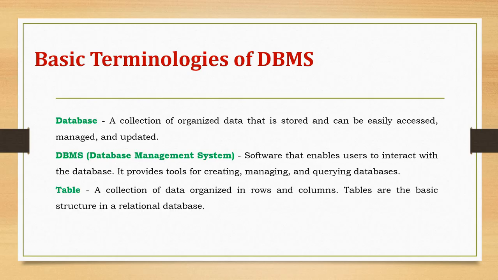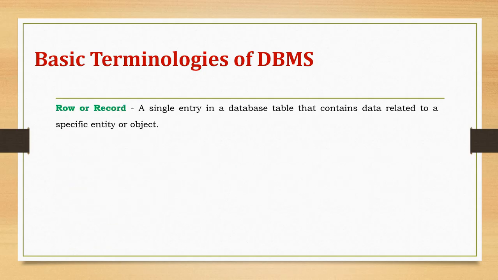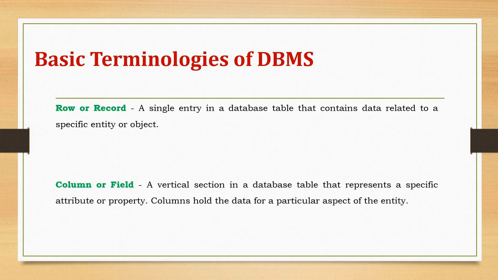Table: here the data is stored in a table manner. It's a collection of data organized in rows and columns, and that is called a table. Row means each and every record. It's called a row. If it's student information and I'm storing a single student, that is one row. That is called a record or row.